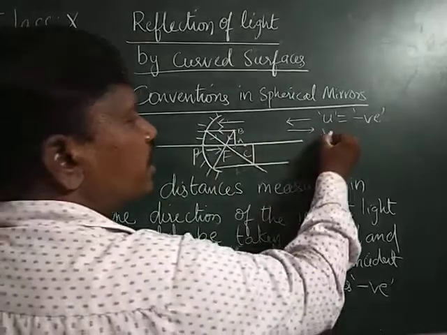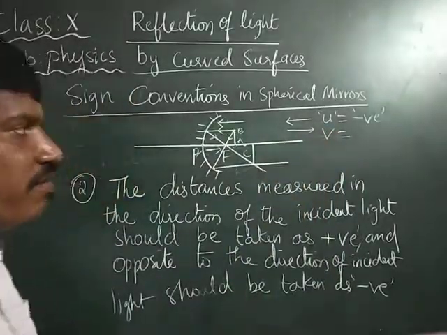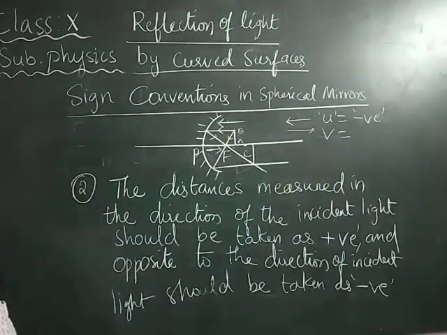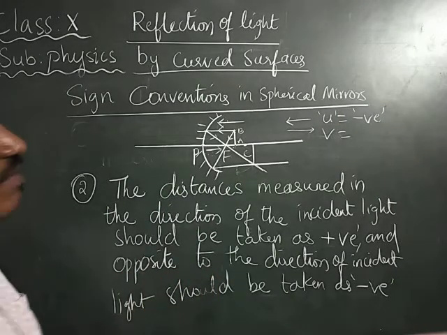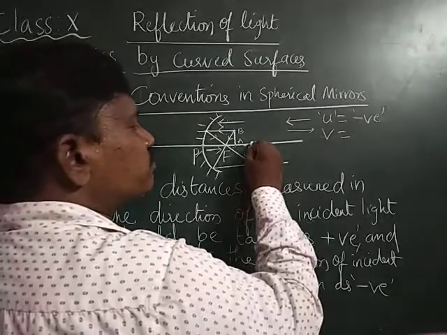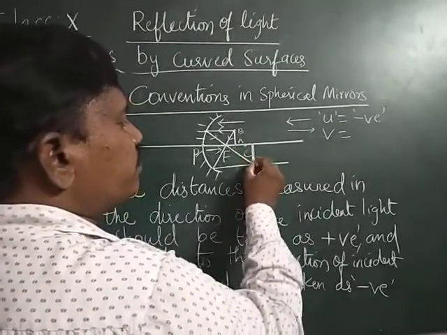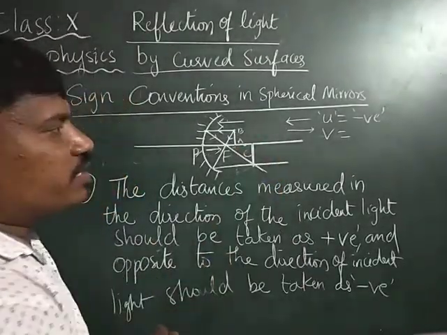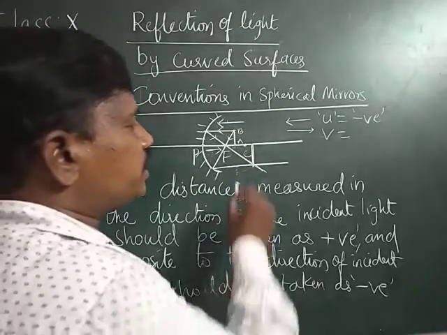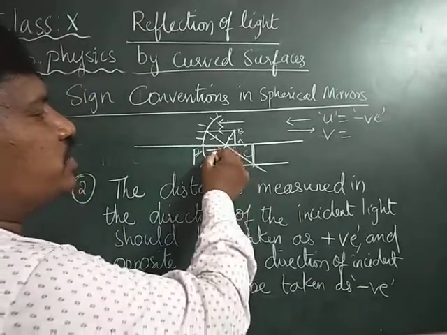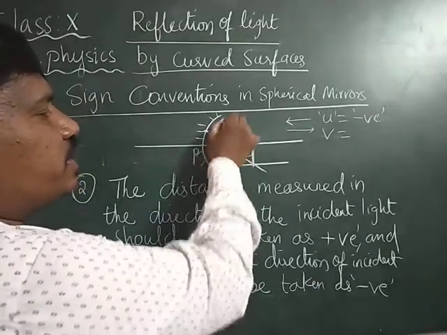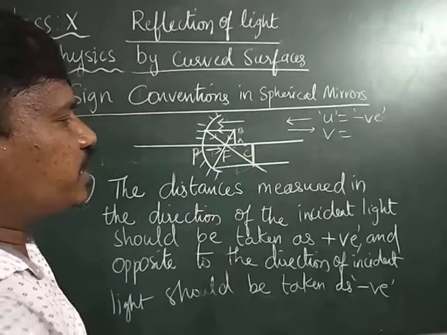Then what about V? That means the image distance. Where is the image found? Here the image is found. The distance is measured opposite to the direction of the incident light, so here we should take it as negative.